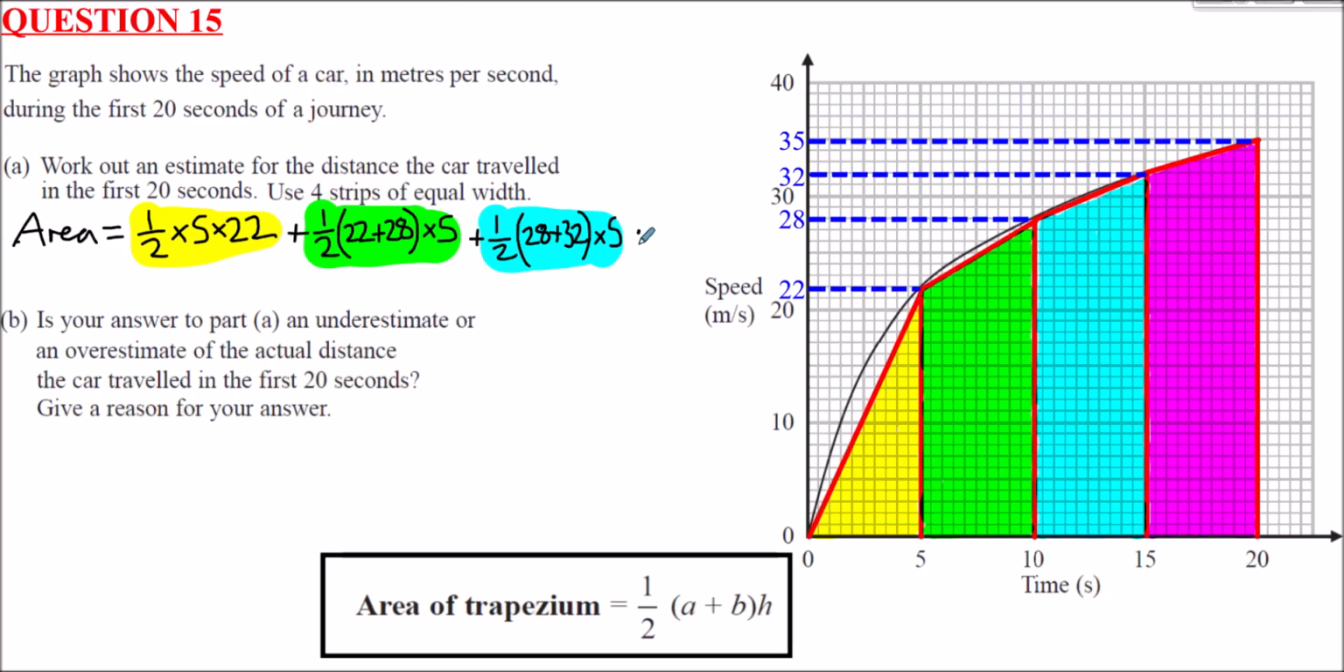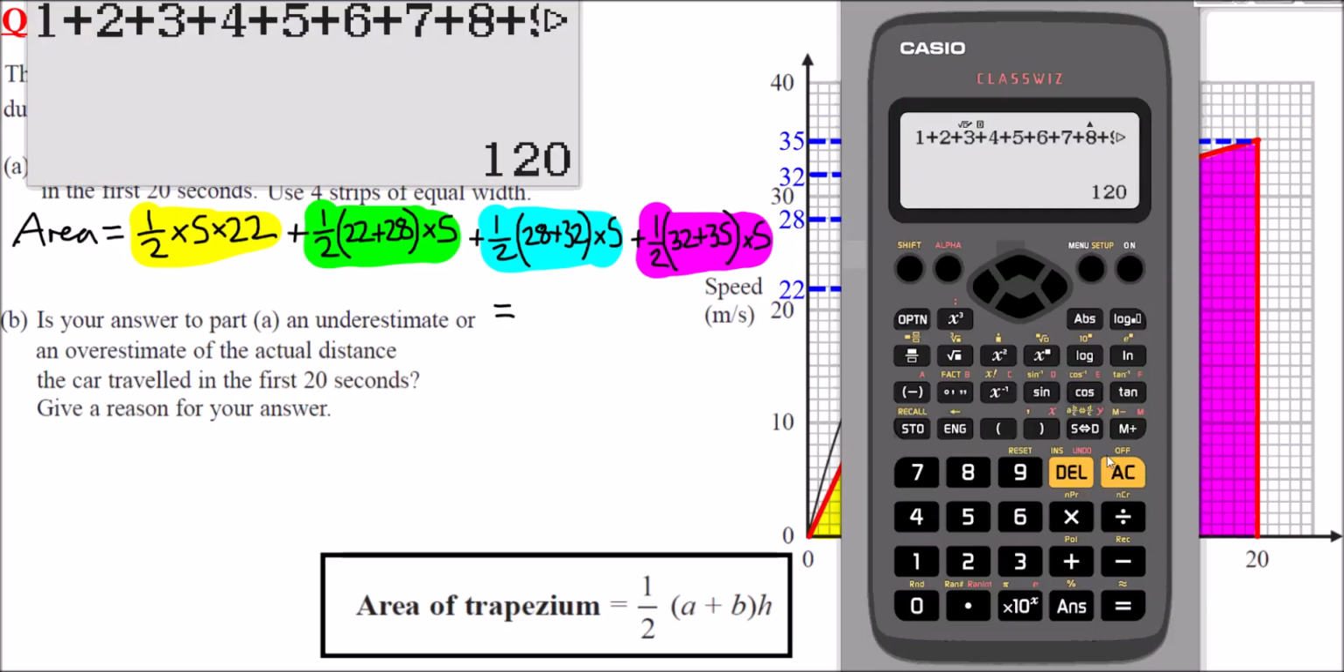And finally, for the biggest one, it's half of this side, which is 32, plus that side, which is 35, times by the width again, which of course is 5. So now we just process this on the calculator, taking absolute care, because it's quite a lot to be punching in.